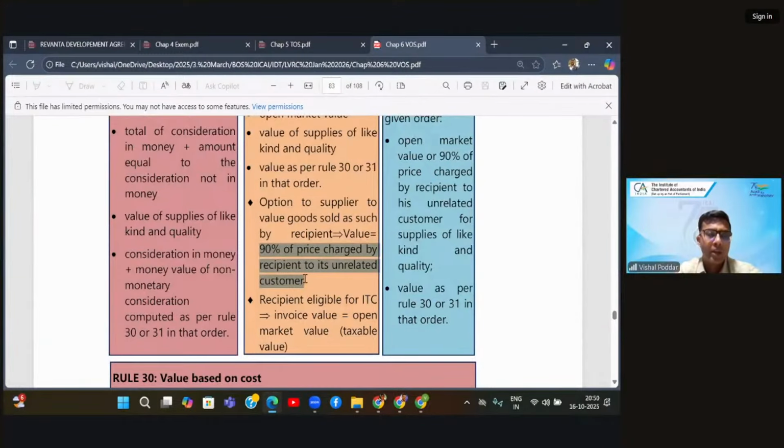So I am selling to my related party and they are selling further in open market. So the price at which they are selling in open market, take that price and make 90% of that price. That is your value. Next, if my buyer, that is my related person or my distinct person to whom I have sold these goods or services, is eligible for full ITC, then no valuation is required. Whatever I am charging in the invoice, let us say I'm charging rupee 1, that will be assumed to be the open market value and that will be accepted.